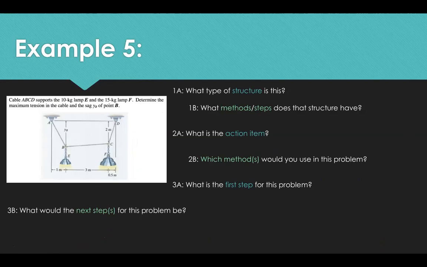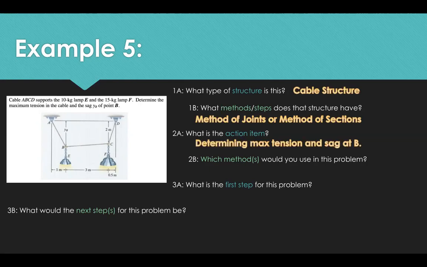What type of structure is this? Cables. Cable, beautiful. And then what methods or steps does that structure have? Method of sections and joints. And joints, beautiful, because it's both. You have the option to do both. And then what is it asking you for? The sag at point B and max tension. All right, and then how would you do that?